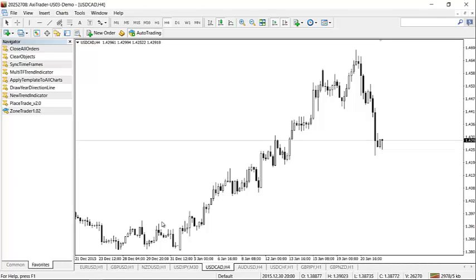Zone Trader is an extremely powerful tool. It can be used by complete new traders or by very expert traders alike. It can be used in a manual way or fully automated, and it can be used for short time frames such as the 15-minute or much longer time frames such as the daily or weekly.